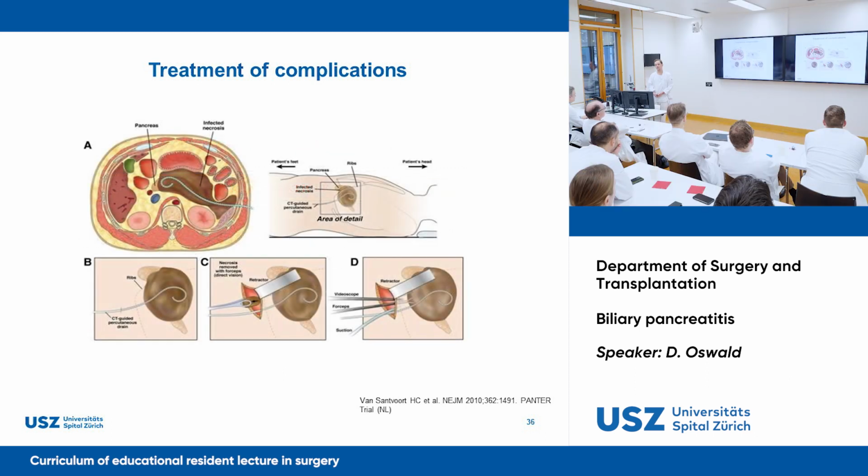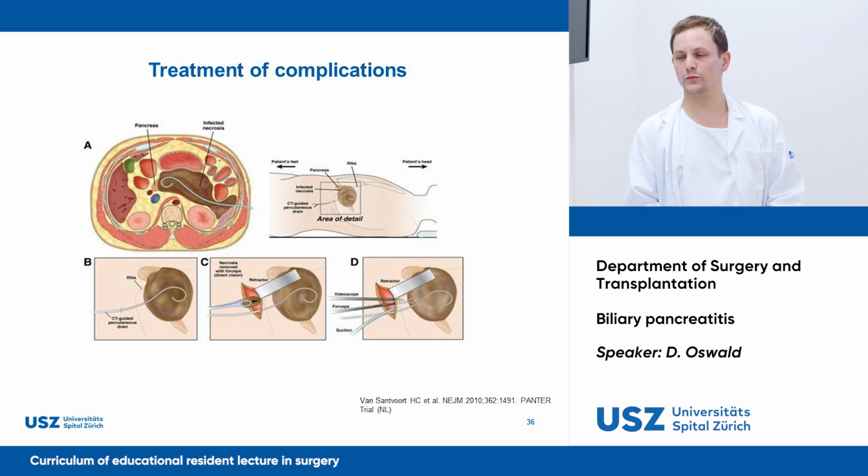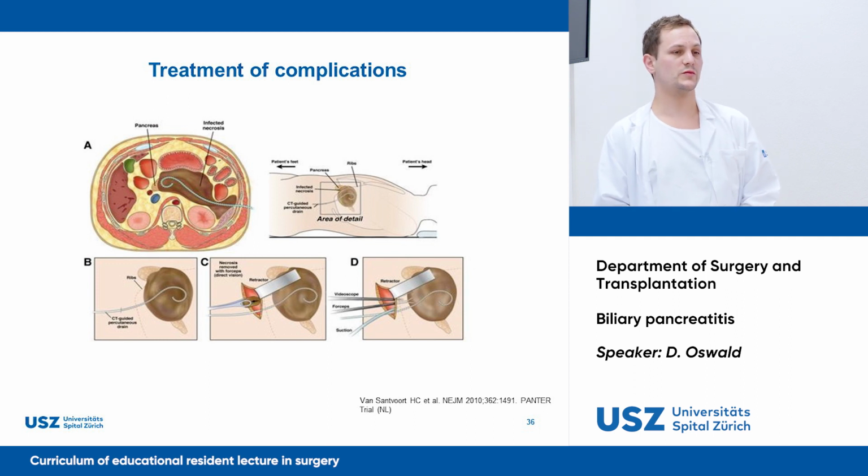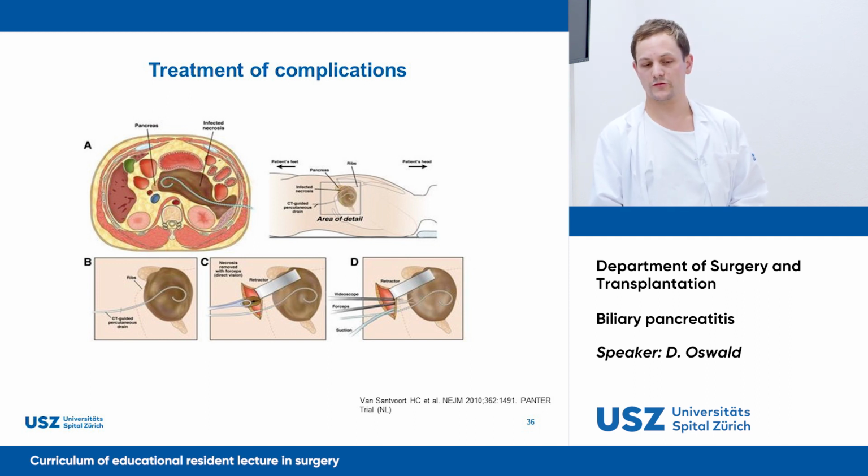The open necrosectomy consisted of a laparotomy through a bilateral subcostal incision, blunt removal of the necrosis, and insertion of 2 large drains, and then the abdomen was closed. Here in this picture, you see the step-up approach. The first step was a percutaneous drainage, preferably through the left retroperitoneum.